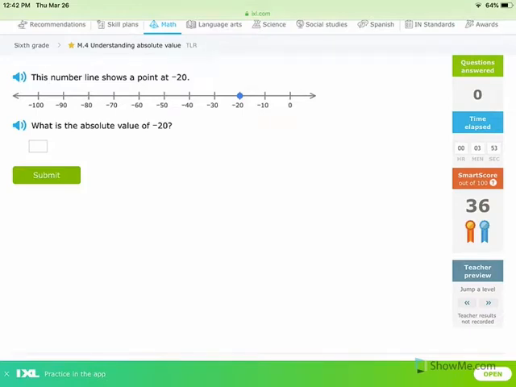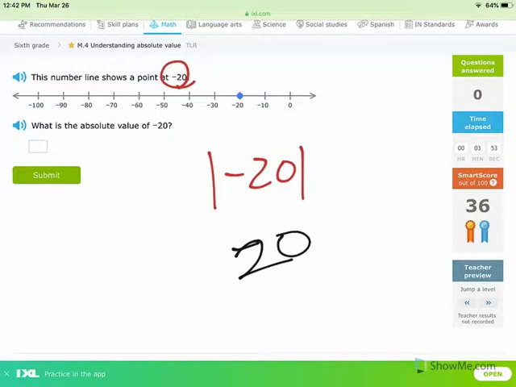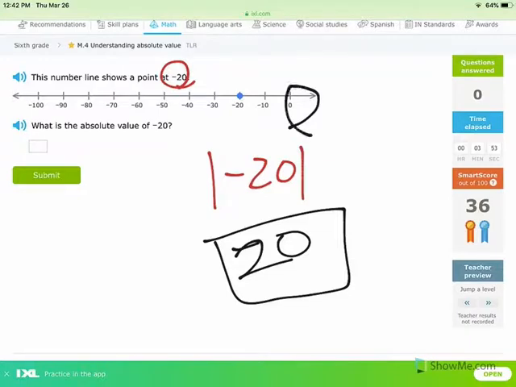This number line shows a point at negative 20. What is the absolute value of negative 20? Okay, so now they've thrown in something a little different. They've thrown in this negative sign. That negative sign is how you would say, what is the absolute value of negative 20? We already know the absolute value has to be positive. And so it is 20 away from 0. Yes, it's a negative number, but it's still 20 away from 0.